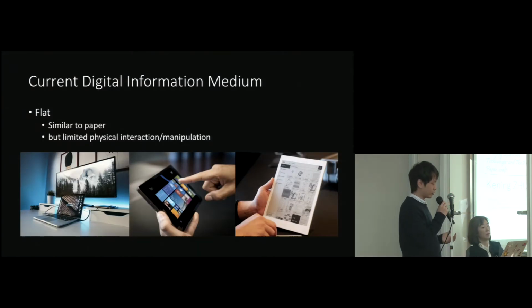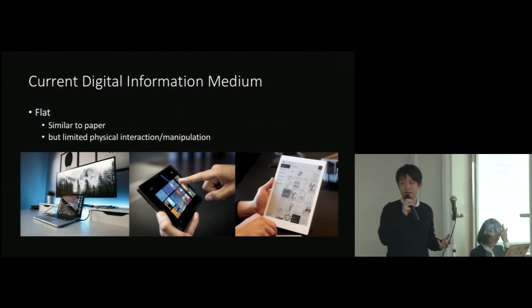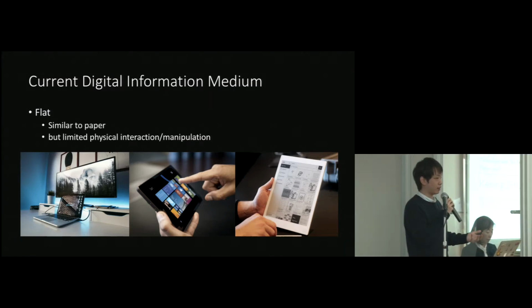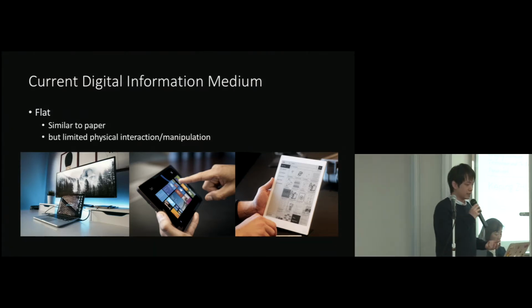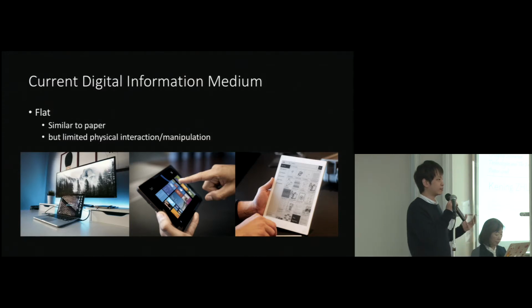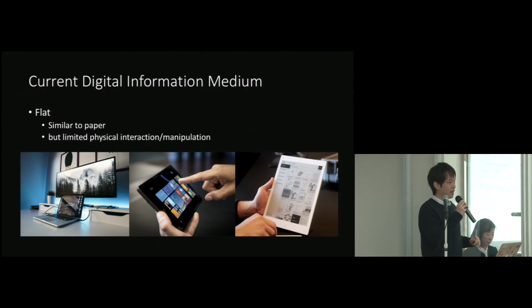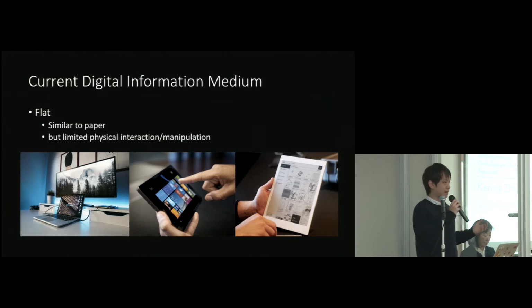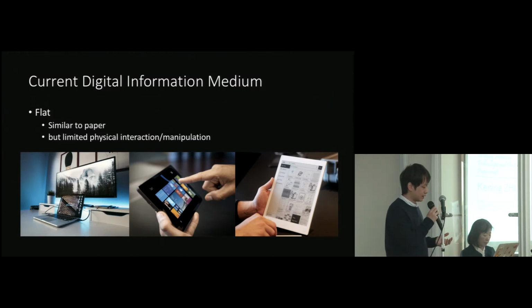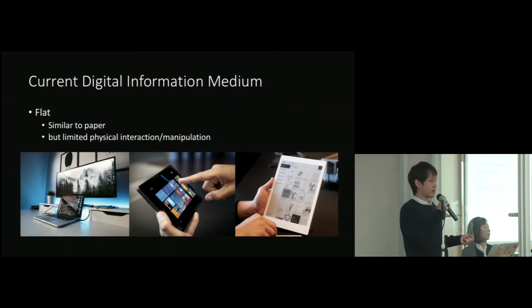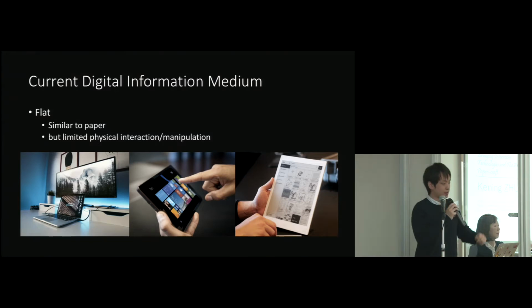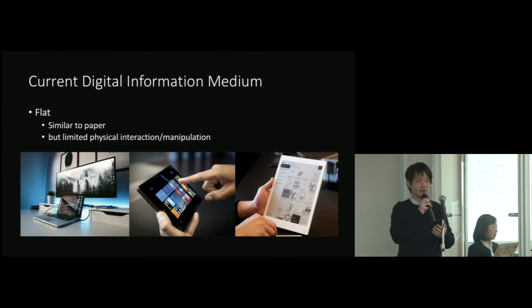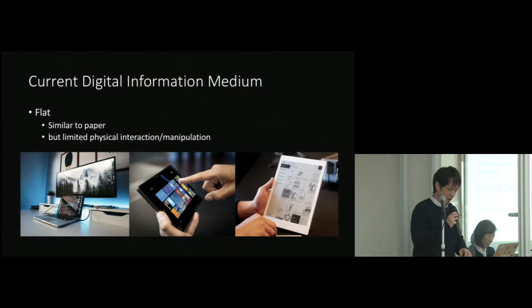And when we look at digital information media today, such as screens, laptops, mobile phones, tablets, they share some similarity with paper, such as being flat. They are really flat, right? They're getting thinner and thinner. But on the other hand, they lack the affordance of paper, such as we can write on it, we can fold it, we can color it, we can scroll them, etc. But most of these devices, we can only point on them, right?